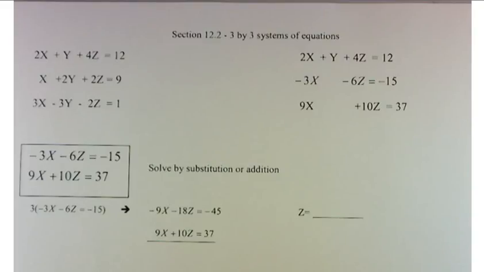So in chapter 12, what we're working on is trying to solve systems of equations. That means you have several equations that you're trying to solve simultaneously. You're trying to find some values of x and y, or in our current case, x, y, and z, that satisfy each equation in a little system.